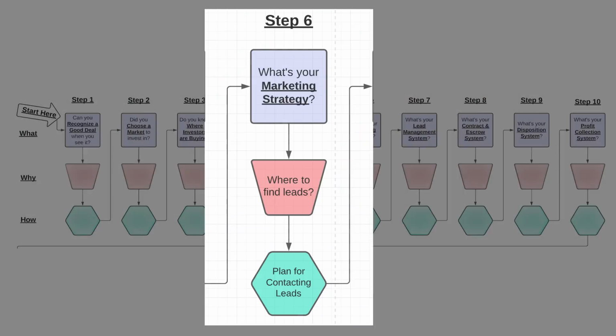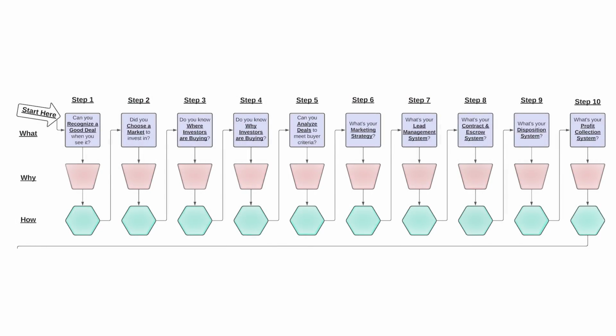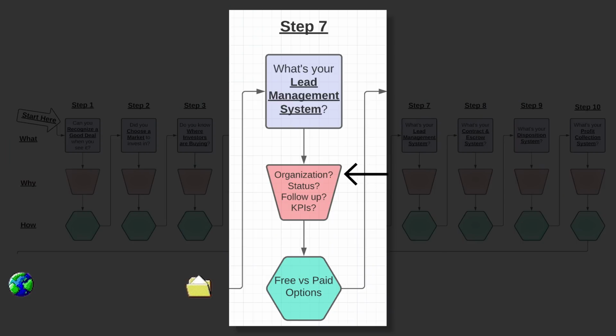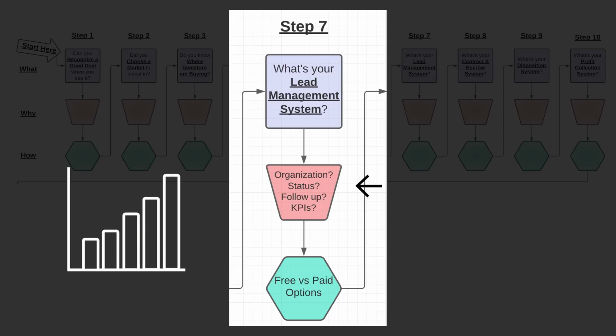So once you've got your leads and you know how to contact them, step 7 is to learn to manage them. Lead management systems can get super complicated, but the things that I think are most important that your system can do is, 1, organize the leads. You don't want to just have a bunch of sticky notes and random pieces of paper with people's names and numbers on them.